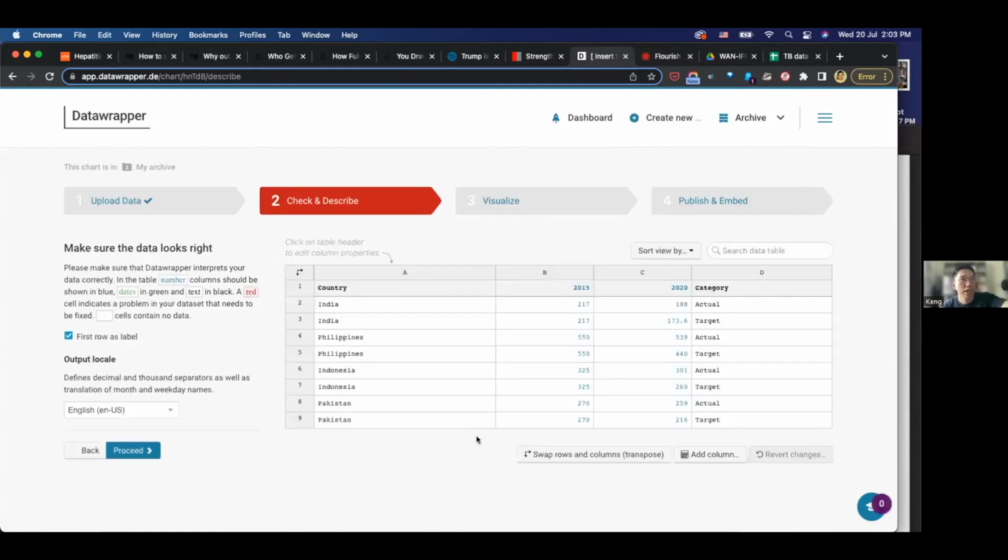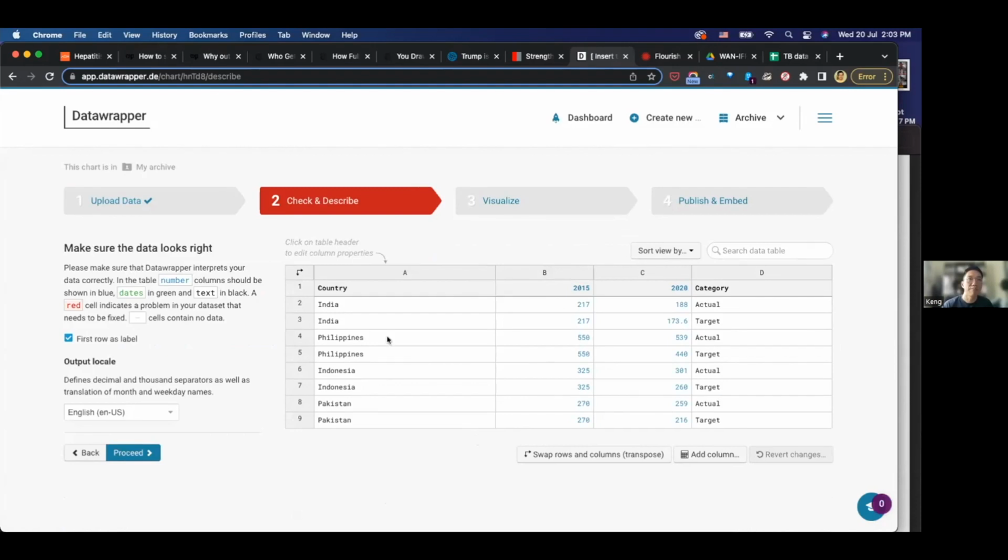So now you have to check and describe your data. So it tells you that if the data is a number, it should appear in blue color. If there is text, then it should be in black color. If you have dates, right, then it should be in green color. I don't have dates here. And if it is in red color, which means there is a problem. So when you look at all my data, they are either in blue or black, which means there's no problem. All right, done. Then we just have to click proceed.